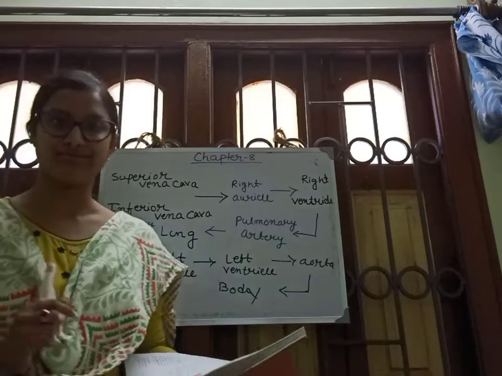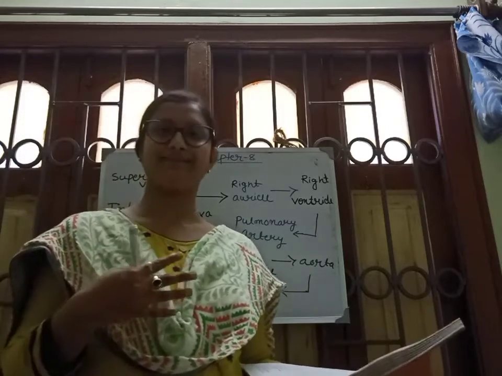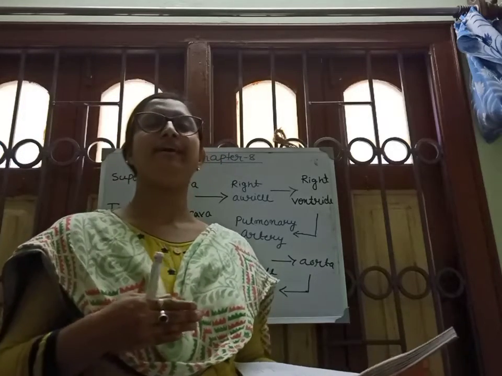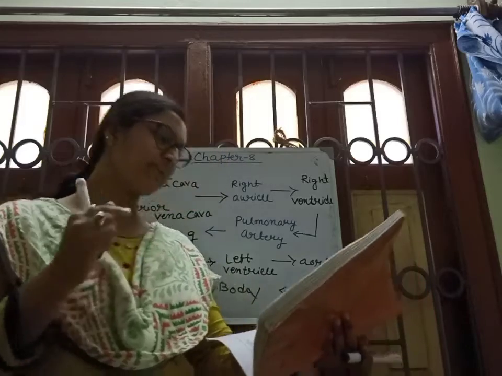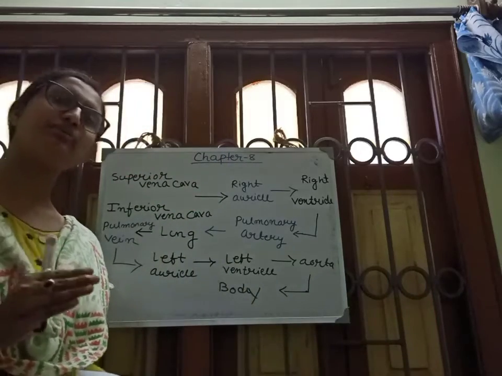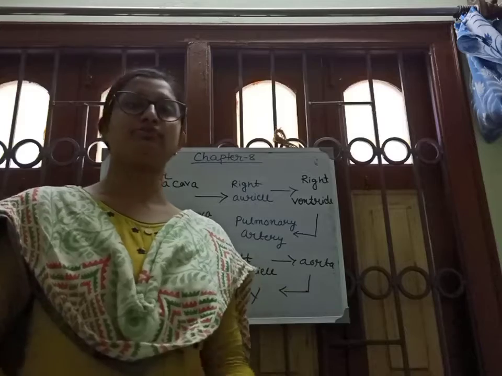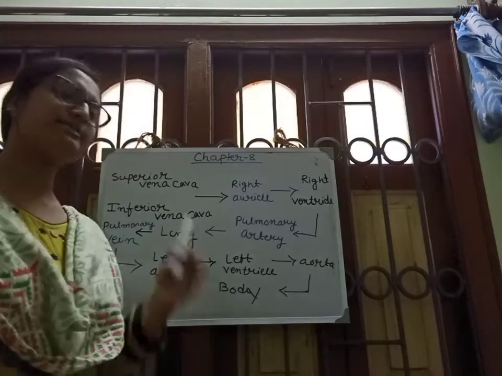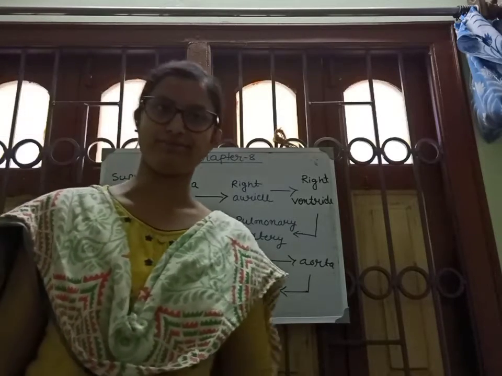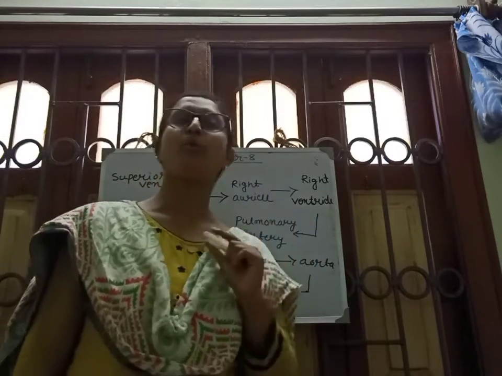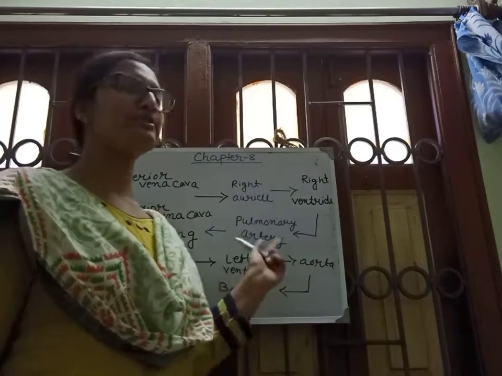This is the blood circulation, how the blood circulates, and this is the heart. Here in your book only the double circulation is given, but the process is not given. Before going to the double circulation, there is systemic circulation and pulmonary circulation, but you have to know the circulation of the blood properly.